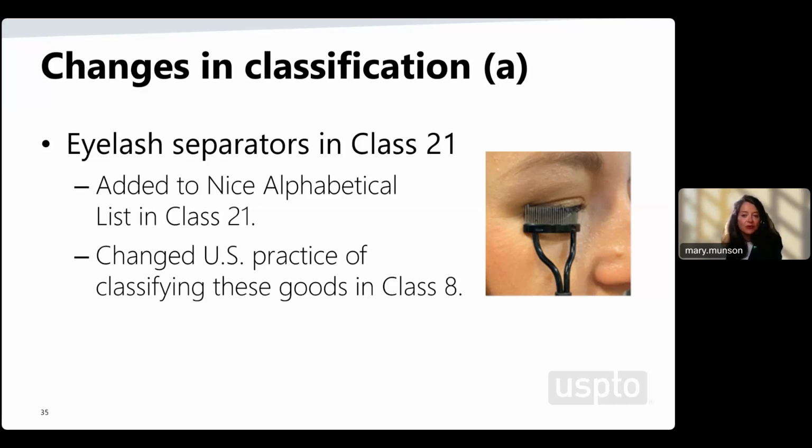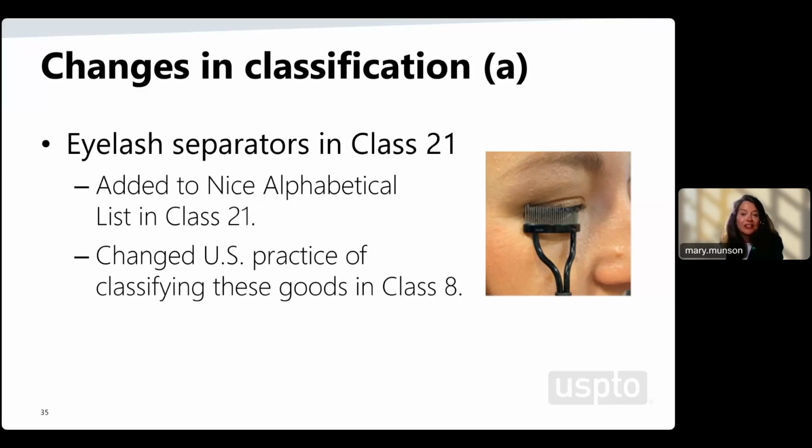As part of our work reviewing Section 66A applications, we saw that the U.S. practice conflicted with other national offices that were classifying these goods in Class 21 as cosmetic utensils. That's a term that appears in the NEAS Class 21 explanatory note. So we think that these goods could be justified in either class, and we wanted to resolve the conflict. So we proposed adding them to the alphabetical list to harmonize practices. The committee adopted the term in class 21, and we implemented the change effective January 1 of this year.